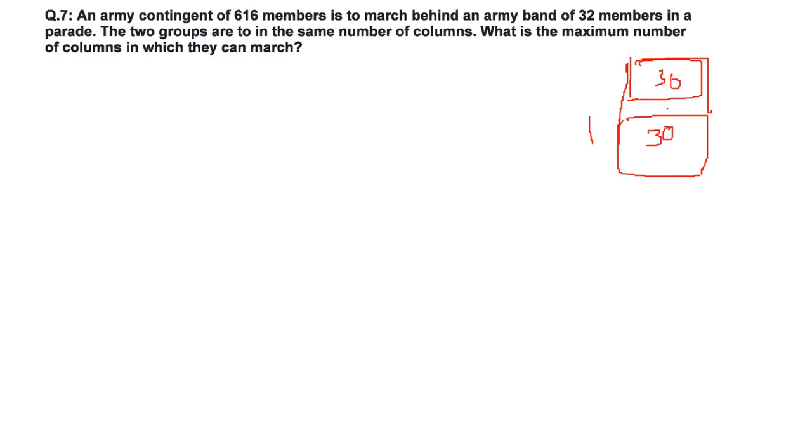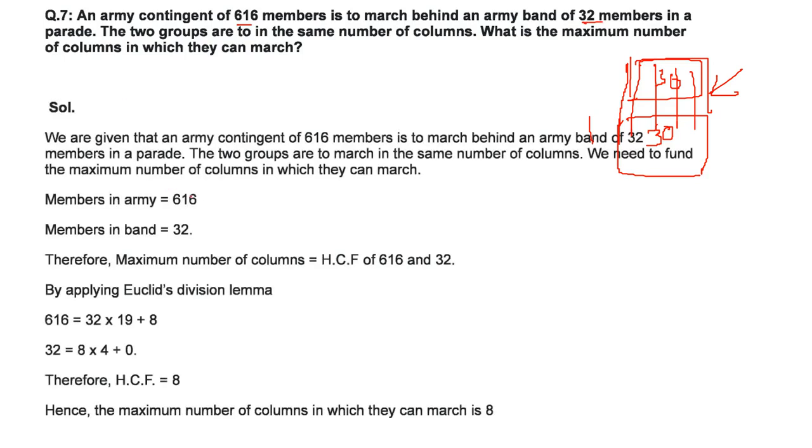So what is the maximum number of columns in which they can march? Essentially, we have to find out the highest common factor in terms of these lanes, or you can say columns. So we'll take 616 and 32 and find out the HCF using Euclid's lemma. 616 can be written as 32 into 19 plus 8. Now we'll take 32 and 8. 32 can be written as 8 into 4, so we get a 0. 8 is our HCF. So the maximum number of columns or lanes in which they can march is 8.